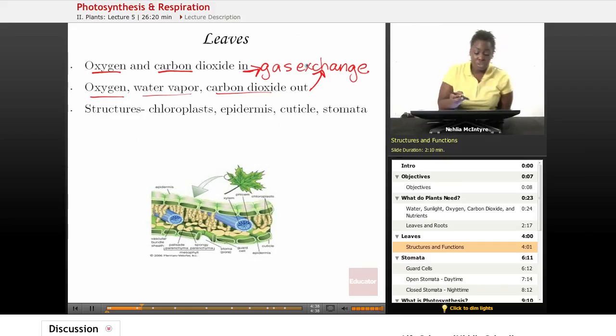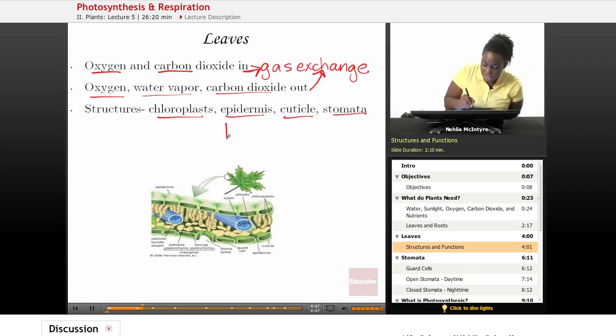Now, the structures that make up the leaf are the chloroplast, the epidermis, the cuticle, the stomata. Basically, leaves are just several layers of tissue, and those layers of tissue have specific functions to help with this gas exchange and to help with producing food for the plant.